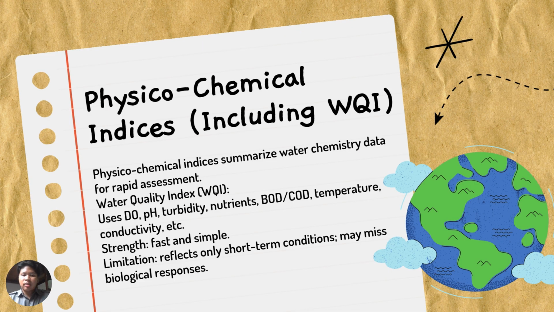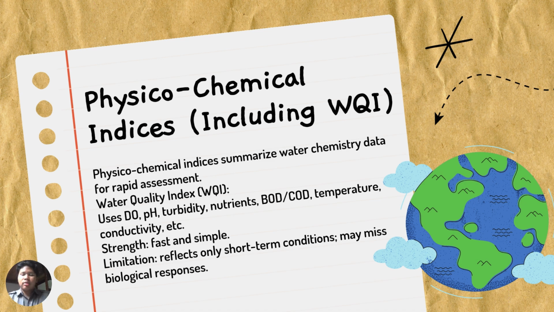So next are physical chemical indices and WQI. Physical chemical indices focus on water chemistry, and the Water Quality Index, or WQI, combines parameters such as dissolved oxygen, pH, turbidity, nutrients, biological oxygen demand, chemical oxygen demand, temperature, and also conductivity. Its strength is speed and simplicity. Its limitation is that it only reflects short-term condition and may miss biological responses.